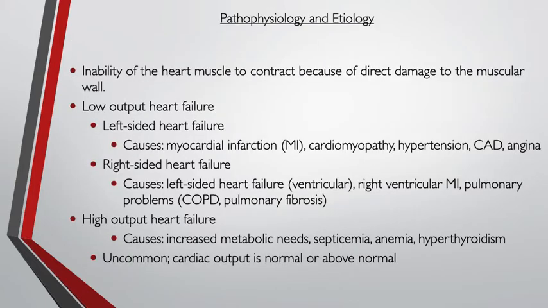So heart failure is the inability of the heart muscle to contract, and usually that's from direct damage to the muscular wall. You have a low output failure, that is your left-sided heart failure and your right-sided heart failure, and these are the conditions that we're going to talk mostly about. Your left-sided heart failure is caused by MI, cardiomyopathy, hypertension, CAD, and angina, while your right-sided heart failure is caused by left-sided heart failure that progresses, right ventricular MI, and pulmonary problems such as COPD and pulmonary fibrosis.